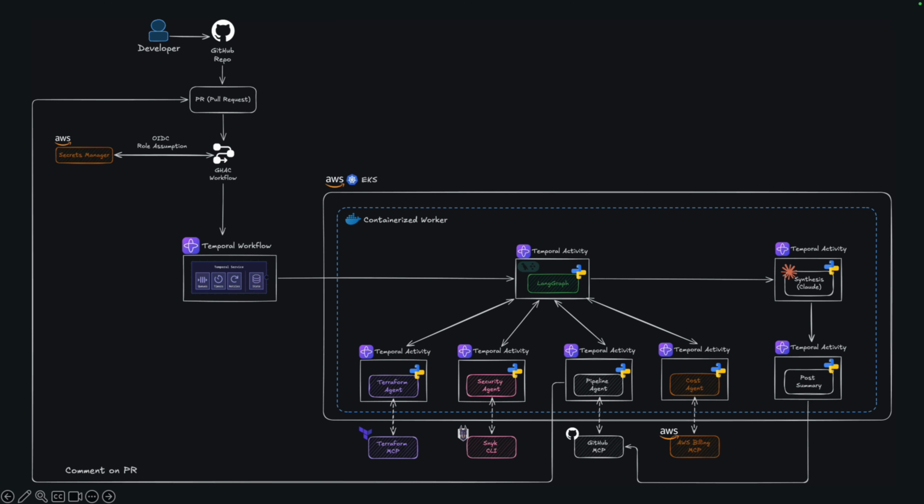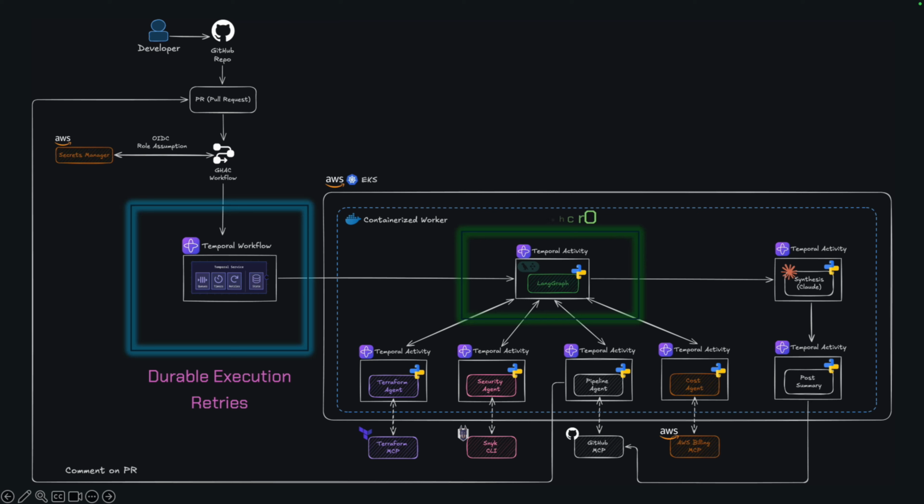If I had to boil this down to two ideas, Temporal gives you durable execution and retries. Nothing silently fails and disappears. And LangGraph gives you orchestration. The system decides what work needs to happen and not a human. Together, that's what makes this a system you can actually trust to run unattended.